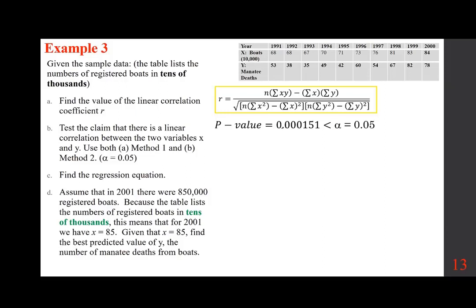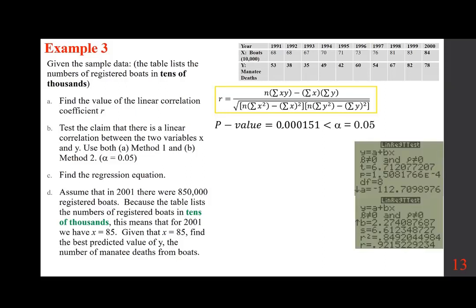D. Assume that in 2001 there were 850,000 registered votes. Because the table lists the numbers of registered votes in 10 of 1,000, this means that for 2001 we have x equal 85. Given that x equals 85, find the best predicted value of y, the number of manatee deaths from votes.